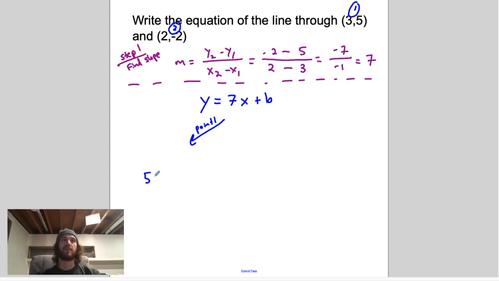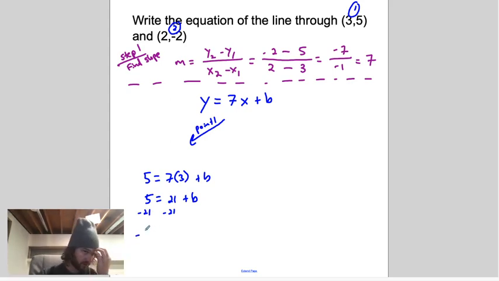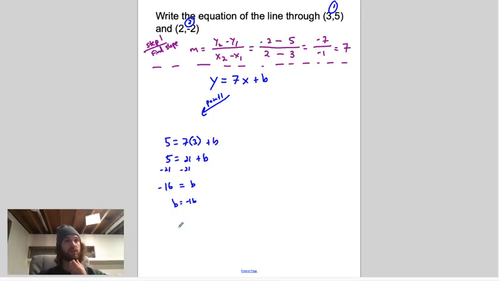We get 5 equals 7 times 3 plus b. Multiplying those, that's 5 equals 21 plus b. Solving for b, we're going to subtract 21 from both sides, and you will get -16 equals b. So b equals -16, which means our equation in slope-intercept form is y equals 7x minus 16. Nice, clean, whole numbers. This will be fun.